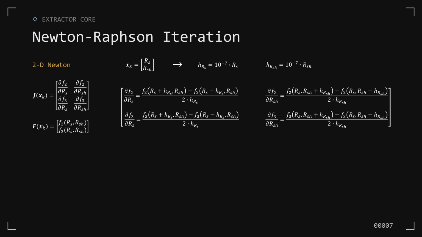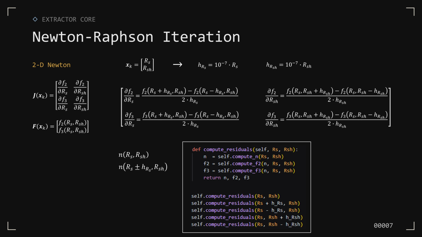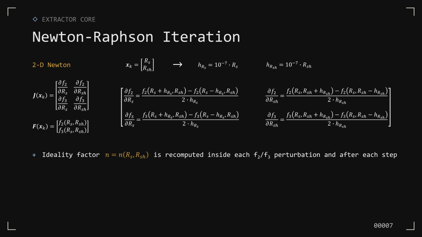So that's the general idea for the partial derivatives, but there's one implementation detail that the simplified view we have here is hiding. And it's a part that usually trips people up. Every call to F2 or F3 requires n, the ideality factor, and n itself is also dependent on RS and RSH. So n has to be recomputed at every perturbed RS and RSH, or the Jacobian misses n's impact. It's cleanest to have a helper function take care of this for you, and that's the code block shown. The helper function is the compute residuals function.